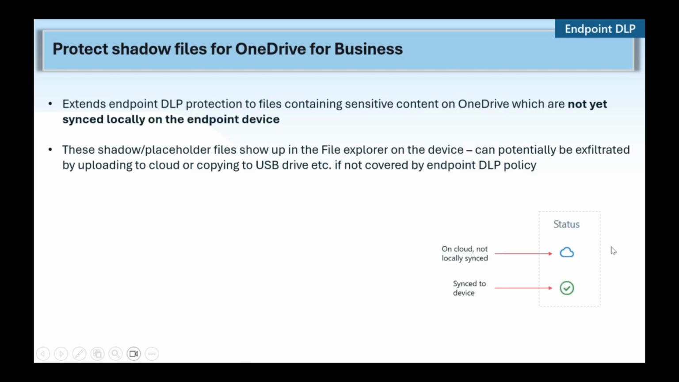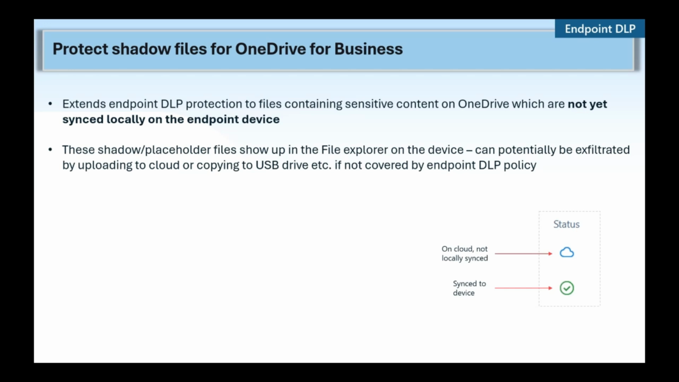Right? Moving on to the next feature, we have protect shadow files for OneDrive for Business. So I'll explain this. Let's say an employee frequently accesses corporate documents stored in OneDrive and uses the OneDrive sync client on the endpoint. Initially, this file would show up in File Explorer on their device under OneDrive, just like any regular file. But this file is actually not locally synced on the endpoint device yet until it is opened or, let's say, explicitly synced. Such files we call shadow files or placeholder files or stub files.